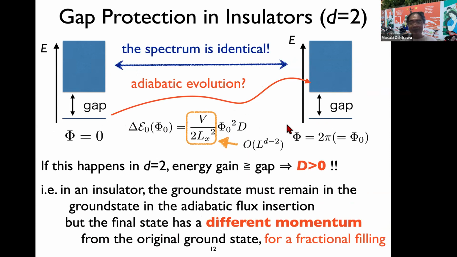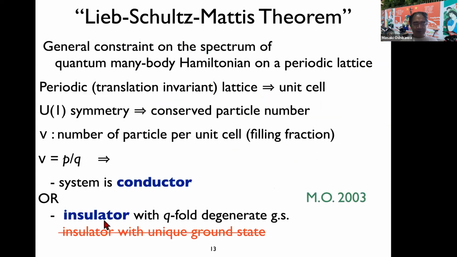Then the only possible resolution is that the ground state must be degenerate, which means there must be multiple ground states. And you can transition from one ground state to a different ground state by this adiabatic flux insertion. That is the only possibility for the system to be an insulator. So we have a choice between these 2, and you can never have an insulator with a unique ground state. That is the statement. So this is a very general argument, but this constrains possible quantum phases which arise from whatever model you consider with some fixed particle filling.